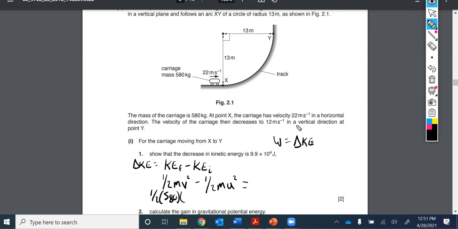The velocity is also in nice friendly units. Its final velocity, remember, was 12. It decreased down to 12, so it's 12 meters per second squared, minus the 1/2 times 580, the initial velocity was 22 meters per second. Don't forget to square that. So it's going to be a negative change. In other words, there's a negative change in kinetic energy.